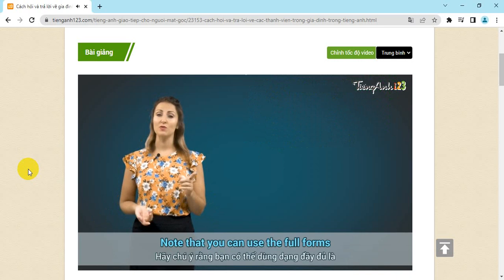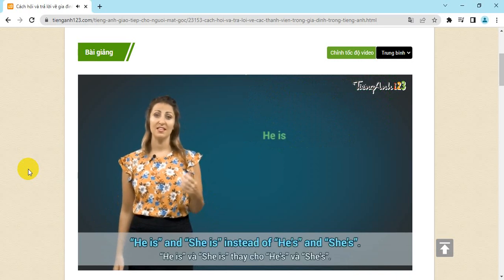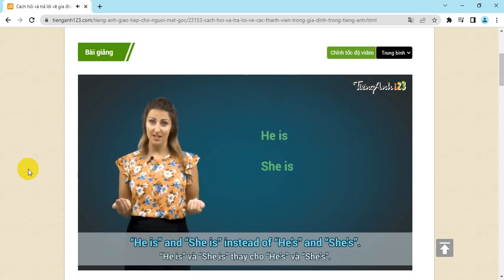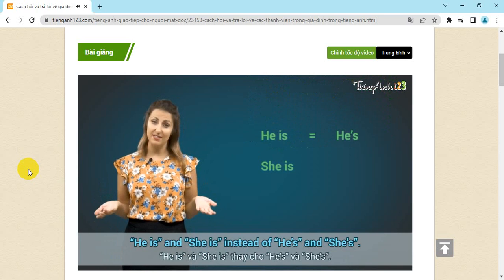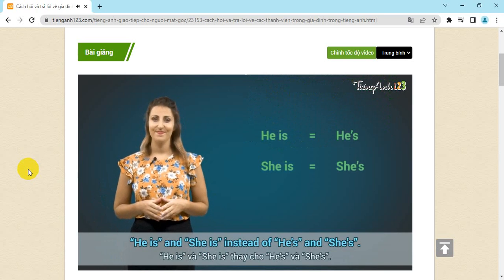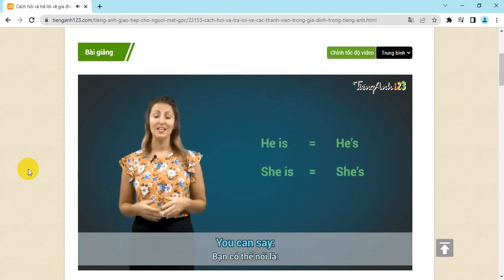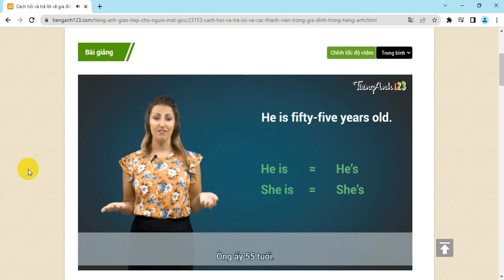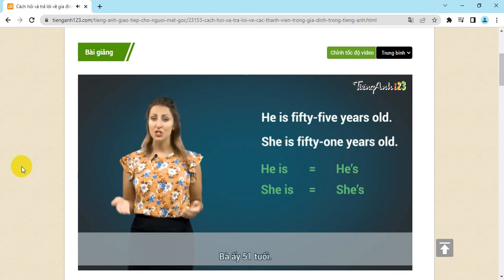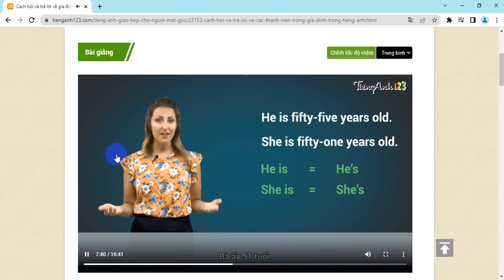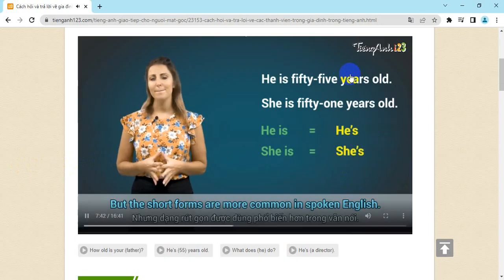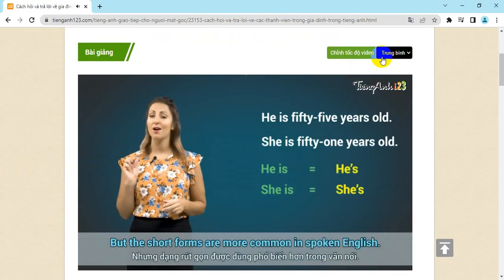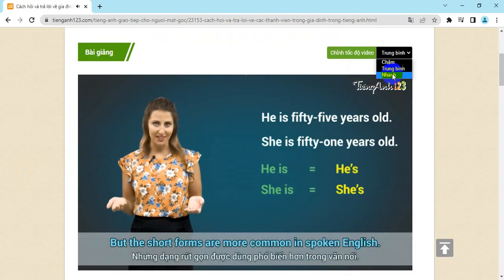Note that you can use the full forms he is and she is instead of he's and she's. You can say, he is 55 years old. She is 51 years old. But the short forms are more common in spoken English.